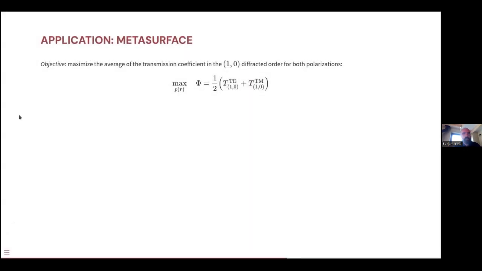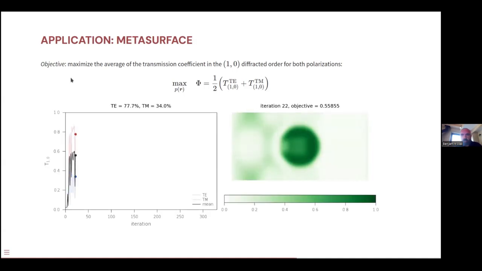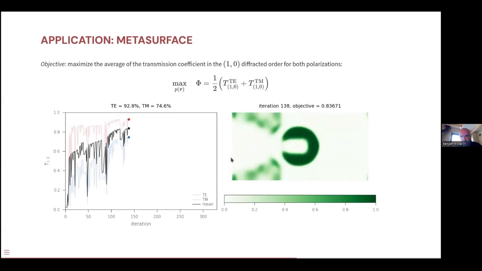So one of the applications that I've done with this code is to design a metasurface. We wanted to maximize, for both polarizations, the transmission coefficient in one given diffraction order, namely the +1,0 diffraction transmitted order, for both polarizations at the same time. Here you've got the animation of the optimization history and the density function. So 0 is air and 1 is silicon.